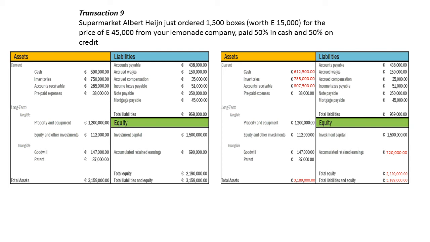So the accumulated retained earnings goes up with €720,000, and the total equity goes up as well. It goes up by €2,220,000. So here again, it goes up, and then we come to the conclusion that the total liabilities and equity will be the same as the total asset. It always needs to be the same. So this will be €3,189,000 as well.